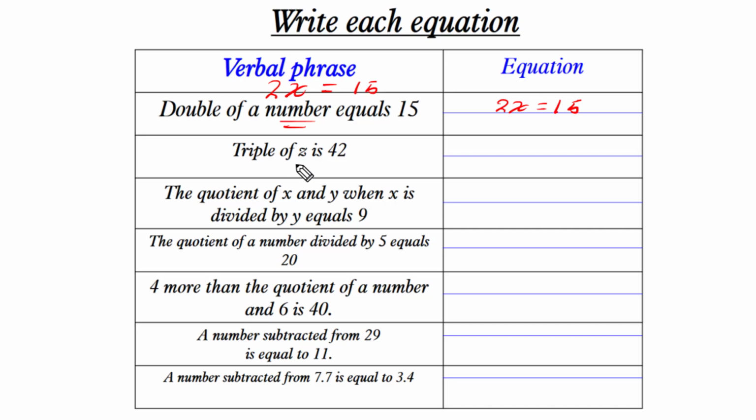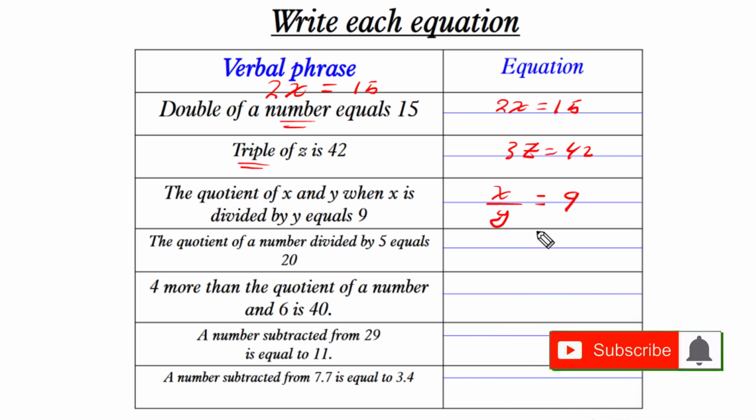Next, triple of z is 42. Triple means multiply by 3. So it will be 3 times z is, means equals, 42. It will be 3z equals 42. This is the equation. Next, the quotient of x and y when x is divisible by y equals 9. Now x is divisible by y means x divided by what? Divided by y equals what? Equals 9. This is the equation.